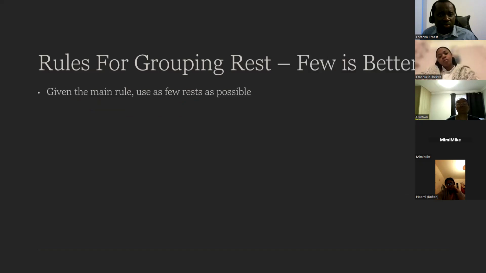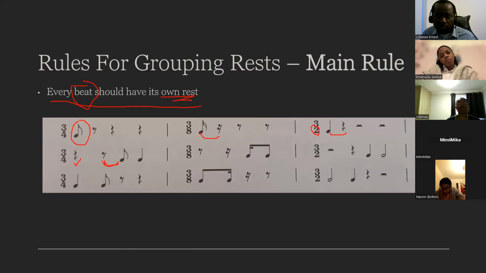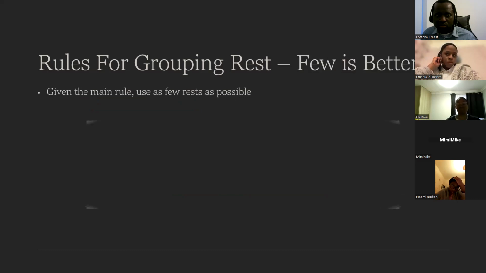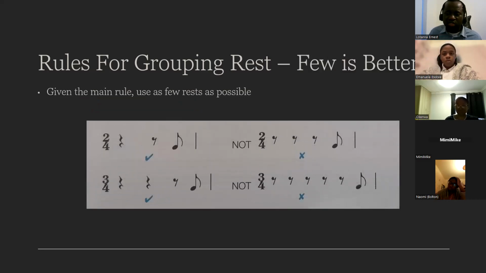Few is better. So given that, what's the main rule? The main rule is this: every beat must have its own rest. As long as you achieve that main rule, use as few rests as possible. Just like using as few notes as possible, rather than tying notes and then you have plenty of notes. Why don't you just put all those notes as one? The same thing. They can give you something like this in the exam.